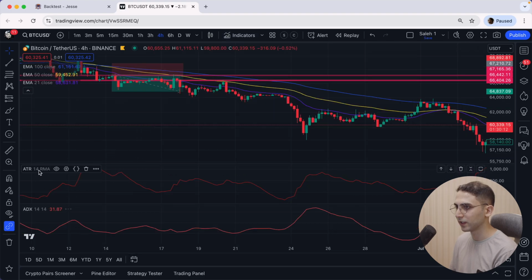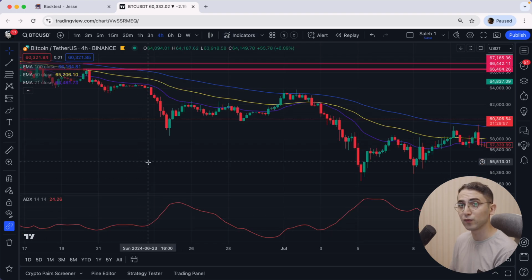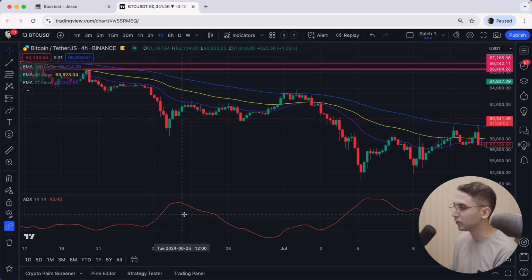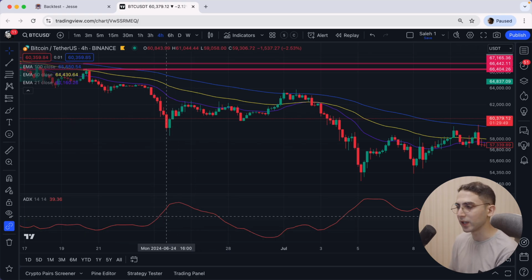So let's remove the ATR. The way the ADX works is that we have a value between 0 and 100, and it will not tell us the direction of the trend. It will only tell us the strength of the current trend.